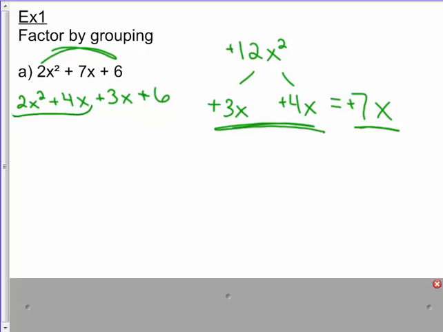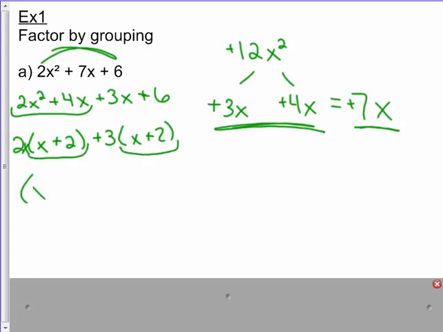So now I'm going to do my factor by grouping, and I'm going to look at my first two terms here. I'm going to pull out a 2 and an x. There's my x. I have x plus 2 left inside. Then I'm going to pull out a 3, and I'm going to have x plus 2 left. If I look at what I have in common, I have the x plus 2 is in common.